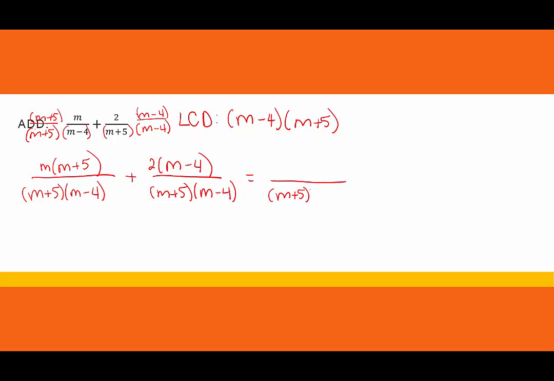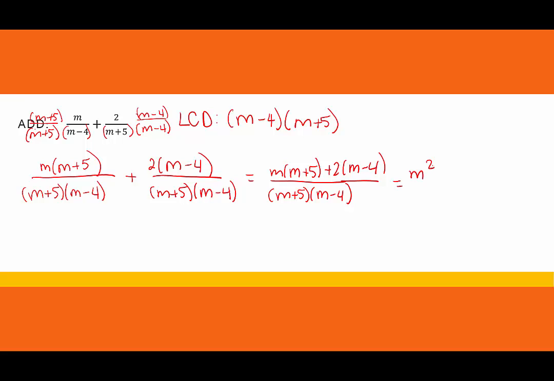So I'm going to say m plus 5 over m minus 4. And now I have m times m plus 5 plus 2 times m minus 4. This is kind of an optional step, especially for addition. With subtraction, I would suggest taking that step so that you don't miss the subtraction sign, because again, it's such a common error.